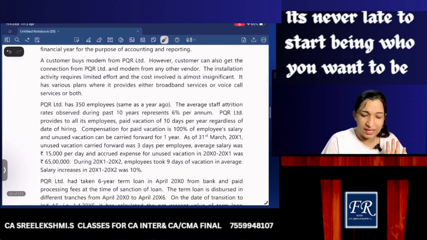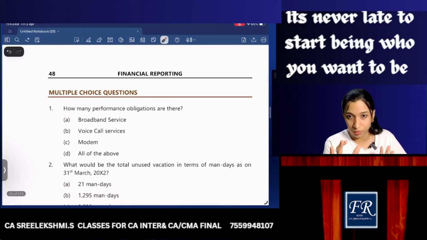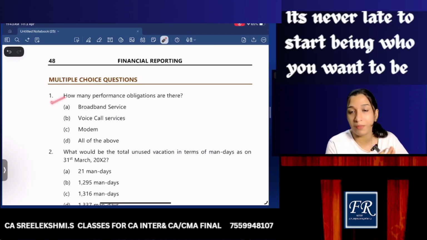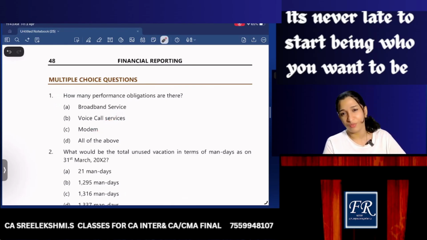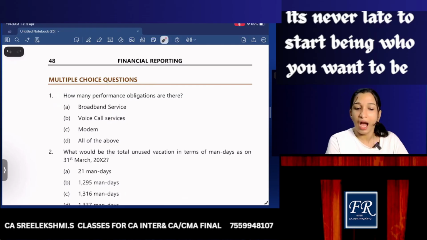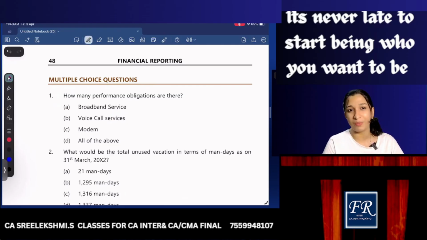So let's read the corresponding MCQ right now. How many performance obligations are there? Broadband services, voice call services, modem, all of the above. Which one is the right answer? Because all these are not interconnected. How will I identify how many performance obligations are in a contract? If the performance obligations are distinct and they are given at standalone prices, it will be considered as a separate performance obligation. So what do you mean by distinct?